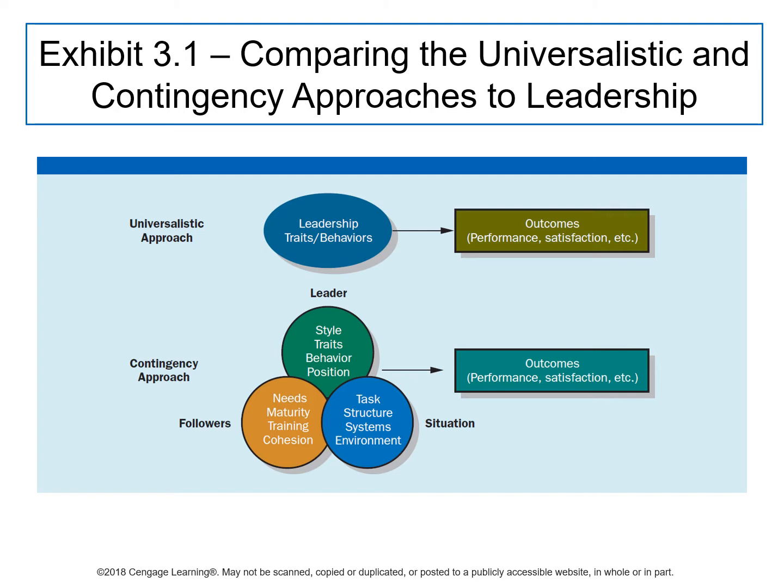The contingencies most important to leadership, as shown on this slide, are the situation itself and followers. Research implies that situational variables such as task, structure, context, and environment are important to leadership style. And the nature of followers has also been identified as a key contingency. In other words, the needs, maturity, and cohesiveness of followers make a significant difference to the best style of leadership.